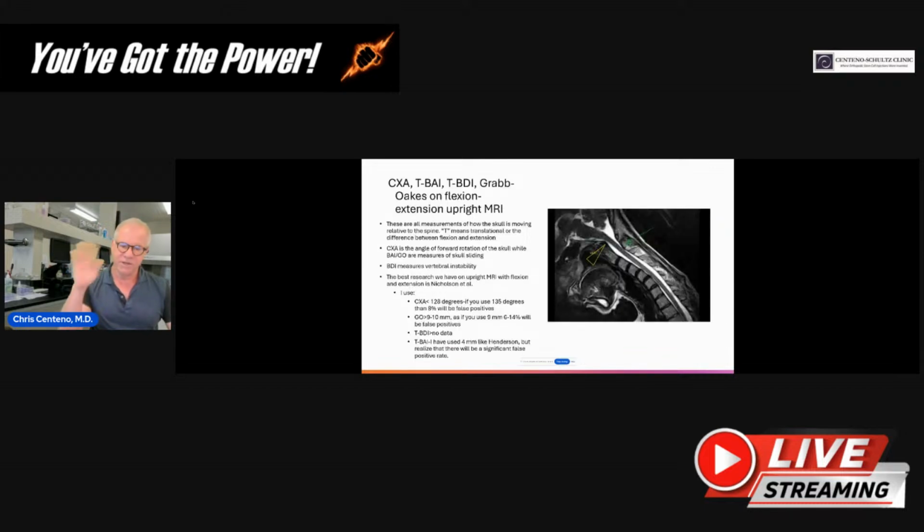Then we get into the flexion extension MRI measurements: CXA, translational BAI, translational BDI, Grabb-Oakes. Bottom line here is these are all measurements of how the skull is moving relative to the spine. In this case, the T means translational, or movement between flexion and extension. Now, the CXA is the angle of forward rotation of the skull, whereas the BAI and Grabb-Oakes are more measures of the skull sliding, and the BDI measures vertical instability.